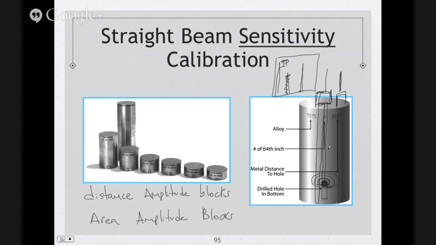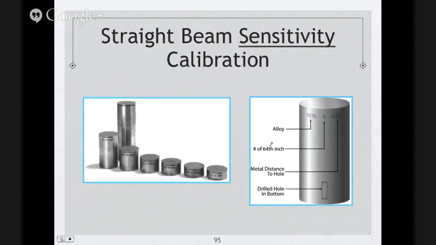And all the flat bottom holes are measured in 1/64 of an inch, the area of the reflector. So, for example, these numbers will say it's made out of aluminum 7075. That's the alloy. The area of my reflector is going to be 5/64 of an inch, and the metal distance from the top surface to my flat bottom hole is going to be 3 inches. So all these numbers written in these blocks give you this information: what material they're in, what size of reflector you have, and how far you are from that flat bottom hole.